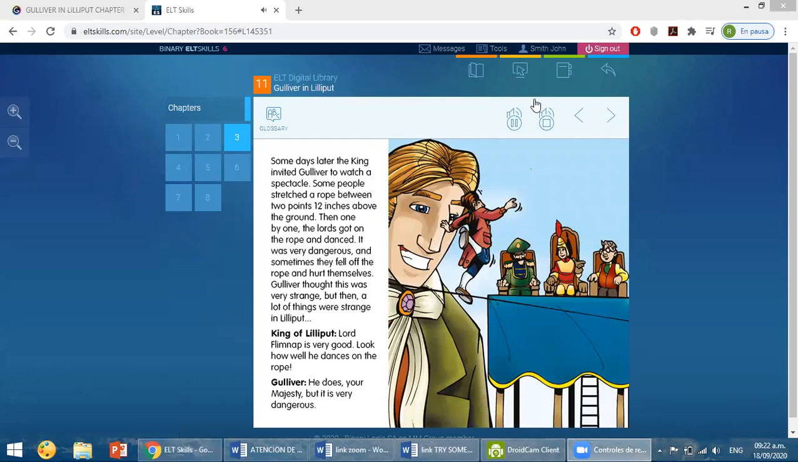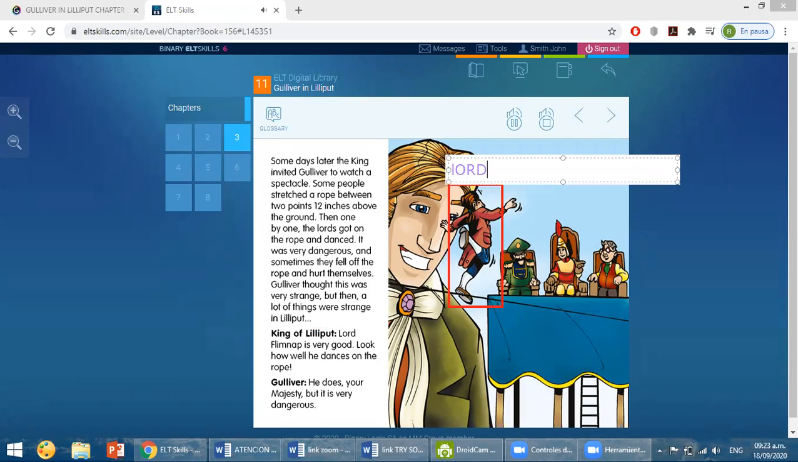Some days later, the king invited Gulliver to watch a spectacle. Some people stretched a rope between two points 12 inches above the ground. Then, one by one, the lords got on the rope and danced. It was very dangerous, and sometimes they fell off the rope and hurt themselves. Gulliver thought this was very strange, but then a lot of things were strange in Lilliput. "Lord Flimnap is very good. Look how well he dances on the rope." "He does, Your Majesty, but it is very dangerous."